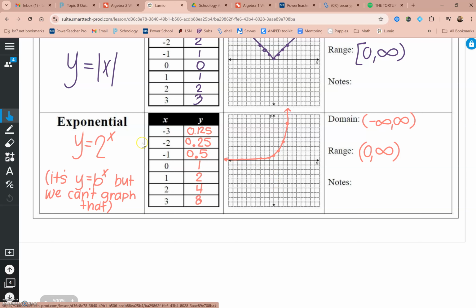So our domain, our x values, well, we could put anything in for x, right? You could put any number you can think of in for x. If we look at our x-axis, we go from left to right, negative infinity to positive infinity. The range is where this one is different because we are approaching 0. We're never touching the x-axis. We're never even going to cross it. We can get super close to it. So we do 0 to infinity with a parenthesis around the 0 because it can't actually be 0, but it can be super close to 0. You can see we're approaching 0 over here, and for our y values, we go all the way up to positive infinity.